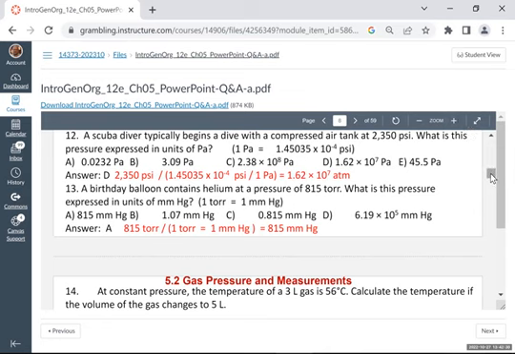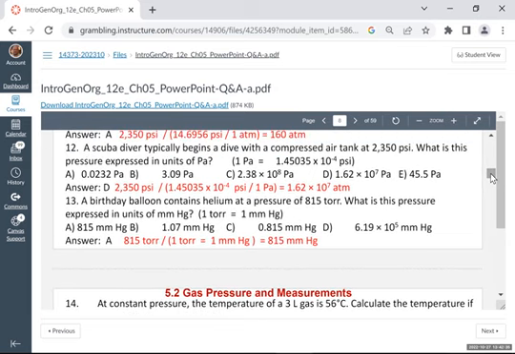I worked out calculations. Do you see in the red my workout? How I get the answer in there? For example, do you see question 12? A scuba diver typically begins. Yes, sir. I have explained in red letters how you get the answer. Do you see it?